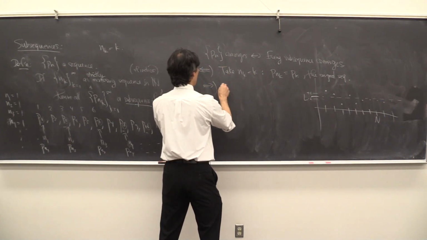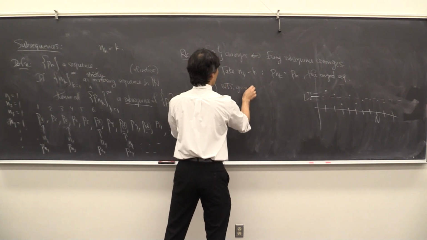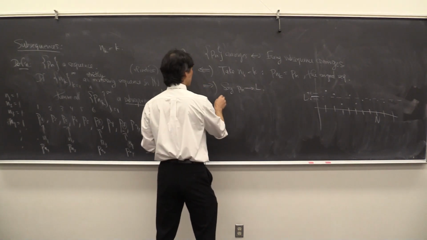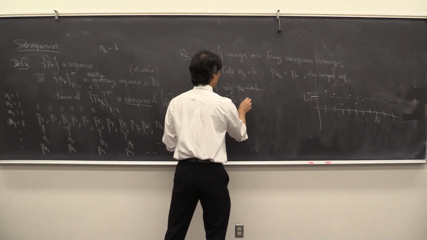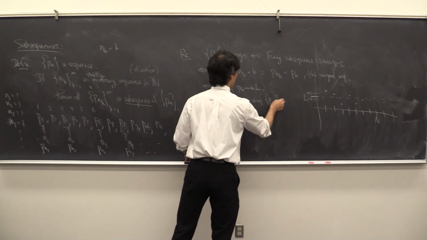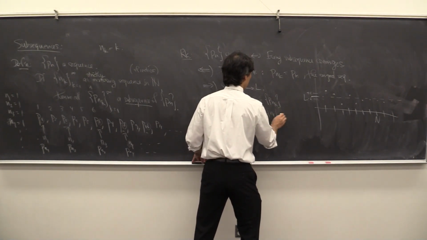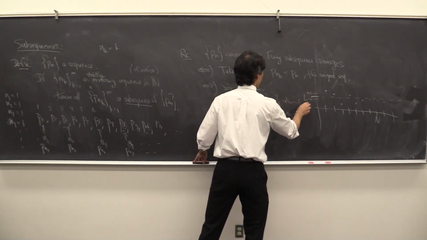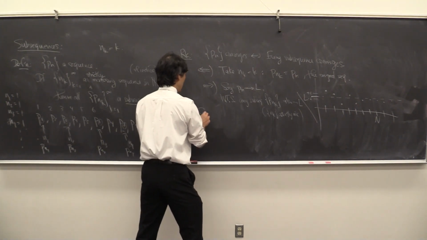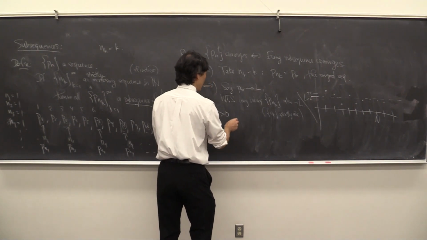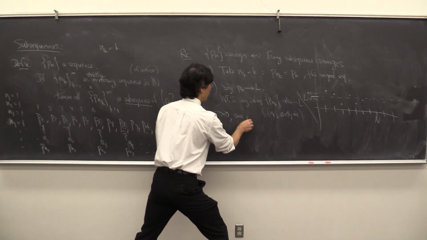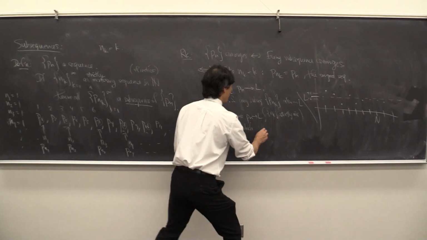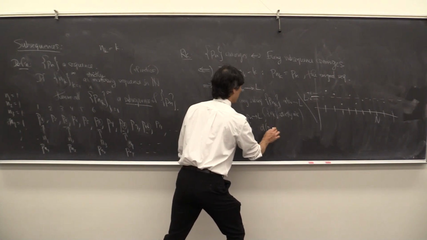You say, well, look, let's say that P sub n converges to some number L. We want to show that any subsequence P sub n sub k, where n sub k is strictly increasing, also converges to L. Well, given any epsilon, since P sub n converges to L, we know that there exists a time past which the distance between P sub n and L is smaller than epsilon.